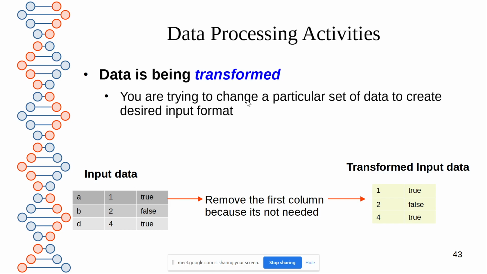This is one example of a change of data, where in the input you are getting 3 columns: A, B, D, 1 to 4, and true, false, true. But I don't want that first column for my work. So why should I collect the data? It is unnecessary, it increases the data size. I have to store it, and it travels over the network. So I remove the first column before I put it in the final database. So in my transformed data, the data is not changed, but some data has disappeared because I don't want it. I'm just taking the second column and the third column. So data can be transformed in even this fashion.